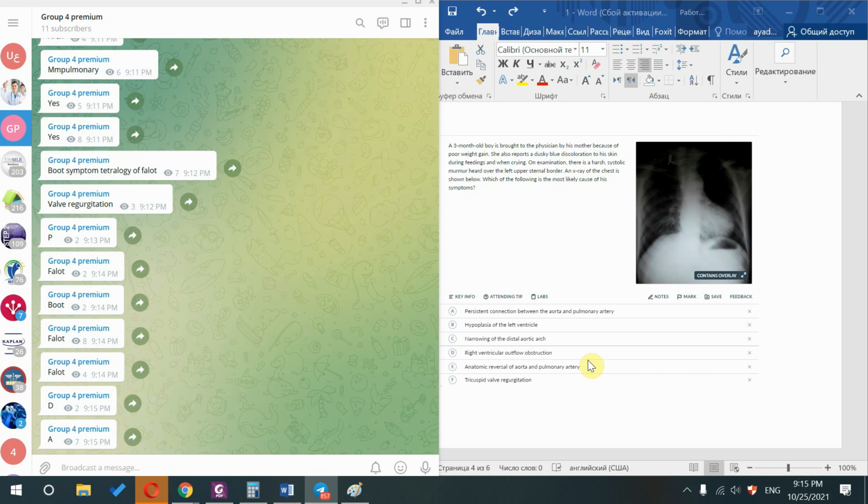Well, a persistent connection between the aorta and the pulmonic artery, that's a PDA. This patient has tetralogy of Fallot, not a PDA. Tetralogy of Fallot, remember what it has. The constellation of symptoms, which were pulmonic stenosis. It has also VSD, hypertrophy of the right ventricle, and an overriding aorta. So the correct answer here is D. It's right ventricular outflow tract obstruction due to the pulmonic stenosis.